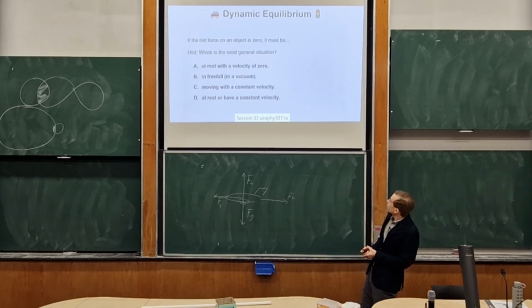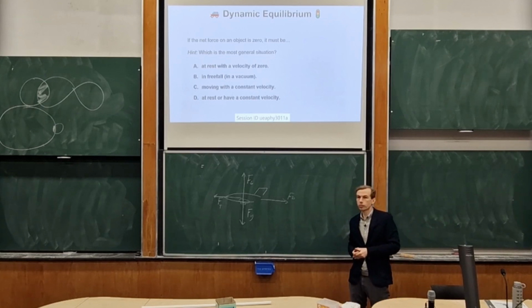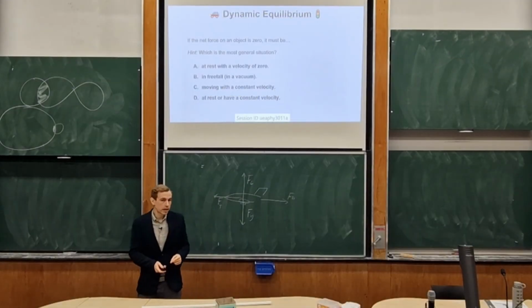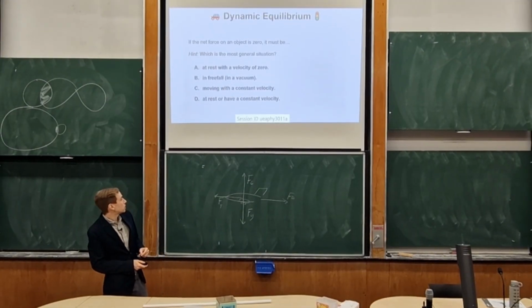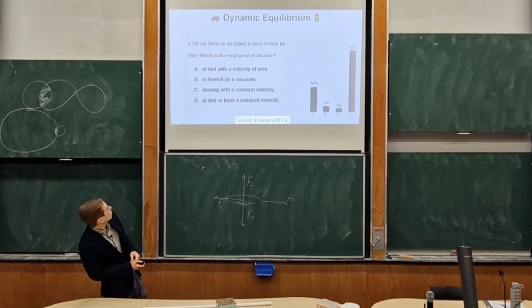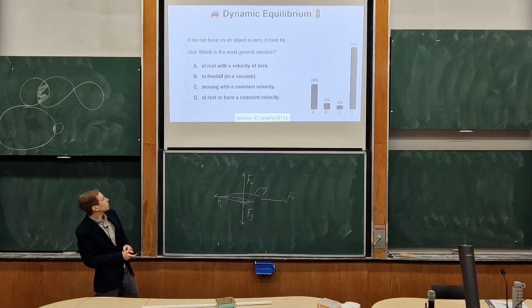In this question here, suppose the net force acting on something is 0. What can we say about the behavior of something if the net force acting on it is 0? Let's take a look at the responses here. Let's see what we've got. Okay, so some people are going for B and C. Some people are going for A, but most people are going for D.